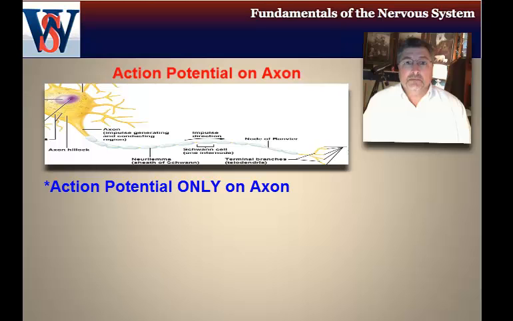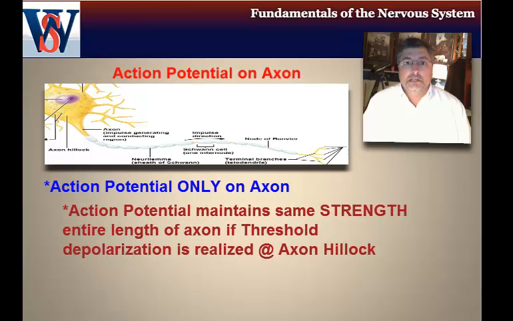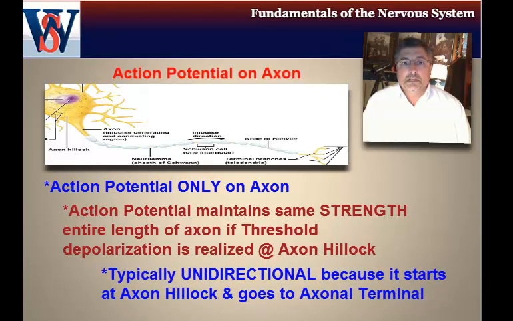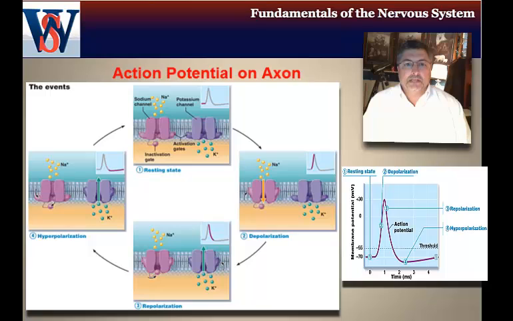Once we have reached that threshold depolarization at the local level, at the axonal hillock, that electrical event will be conducted down that axon at the same strength the entire length. Much different than a graded potential, because remember, a graded potential weakens as it gets further away from its origination point. An action potential, though, is the same strength. And typically in an axon, it's going to be unidirectional. That means it starts at one end and goes to the other. That is simply because the axonal hillock is the beginning point of the axon, and the neuromuscular junction will be the end point.